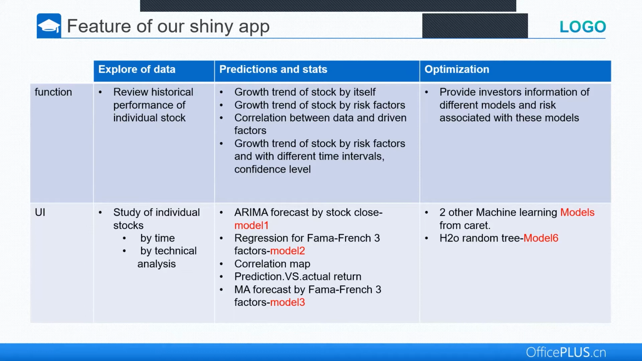In the optimization part, we have included two machine learning models from Caret. One is the machine learning linear regression model, and one is the Earth model. We also include an H2O random forest model. These models are for comparison and to give investors information about whether there are other models they can use to generate more precise predictions.